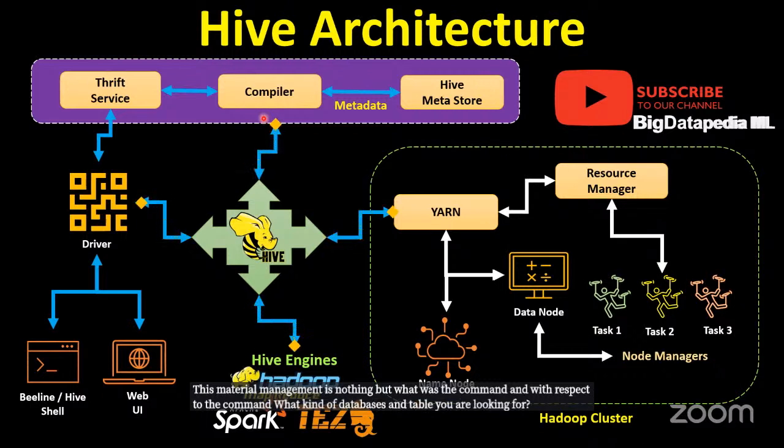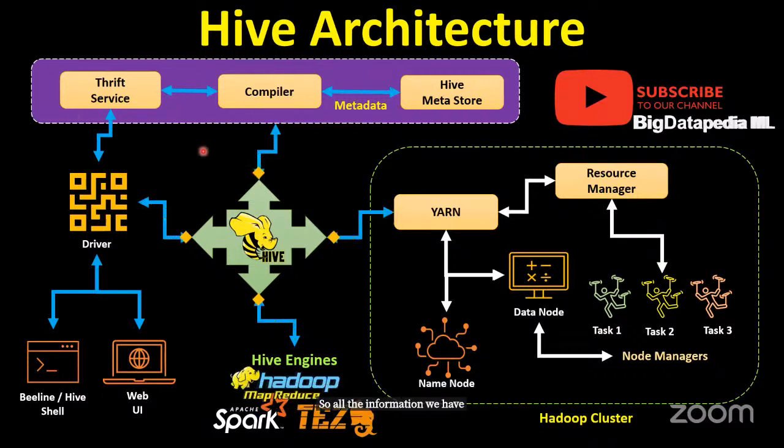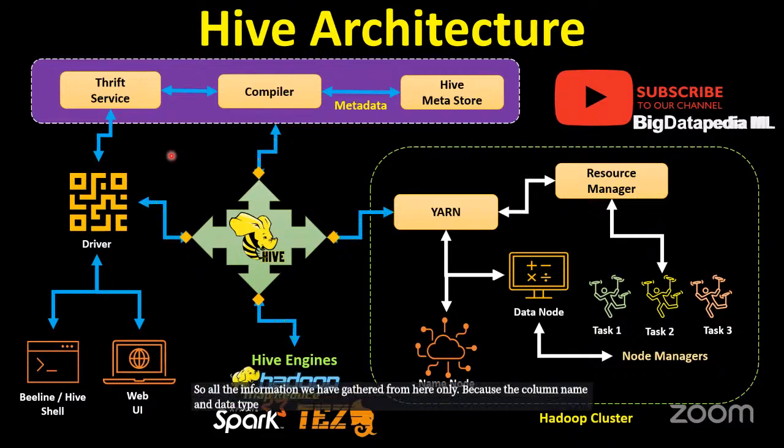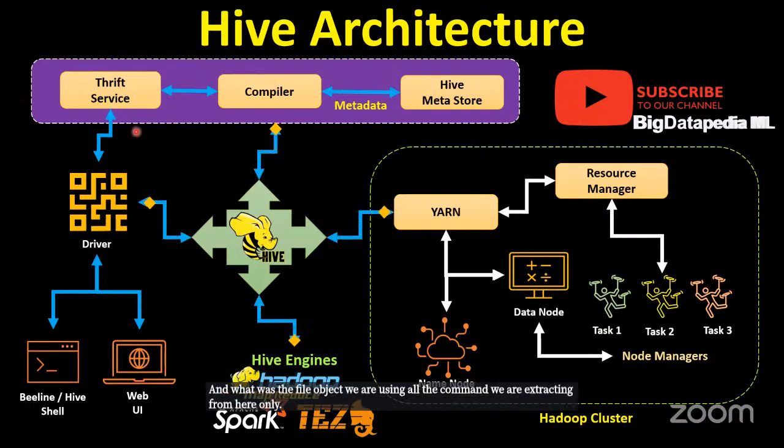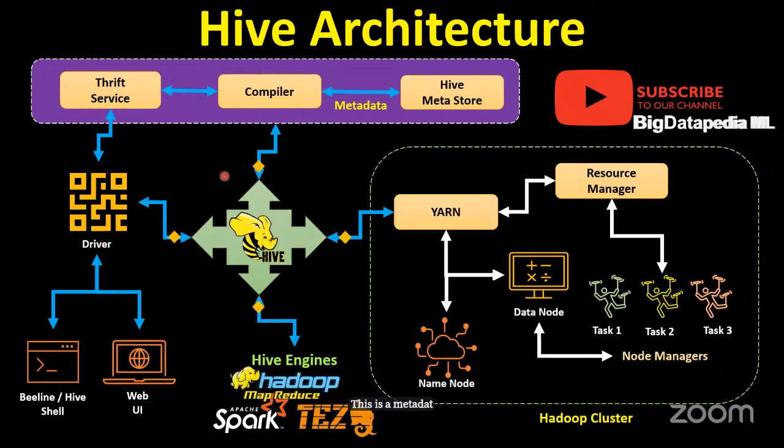All the information we have gathered from here only, because the column name and data type, each column wise, and the folder where it is located at the Hadoop path, and what file object we are using, all of it we are extracting from here only. This is the metadata management. From this metadata management, all the information is shared with our Hive engine.